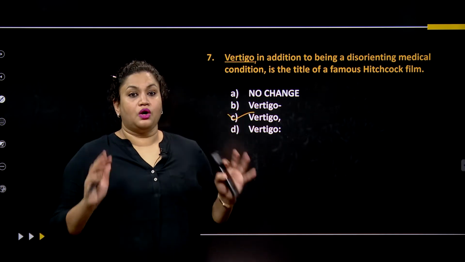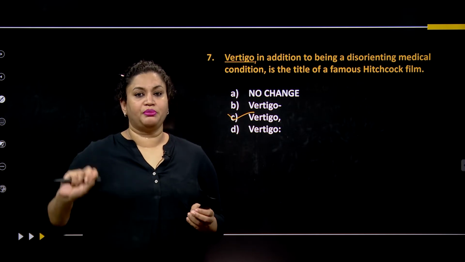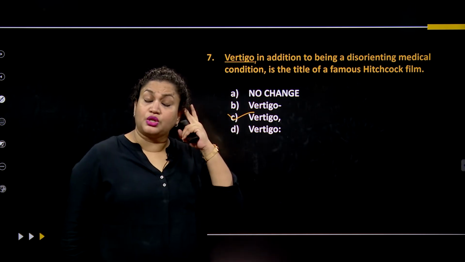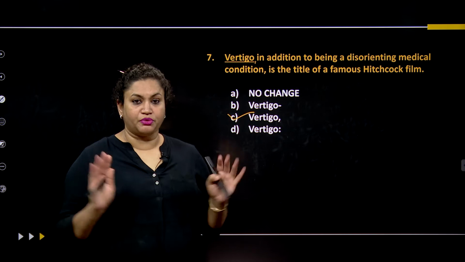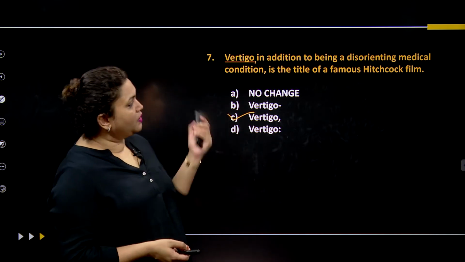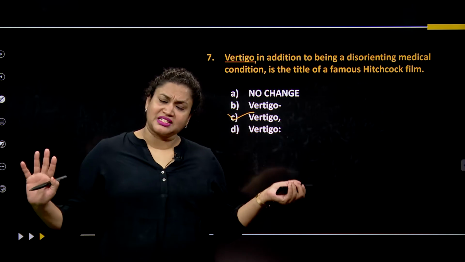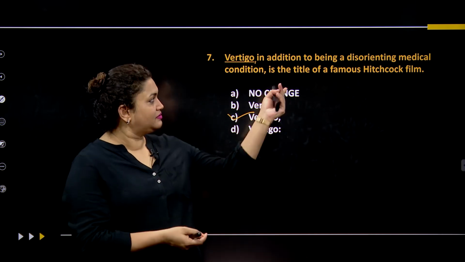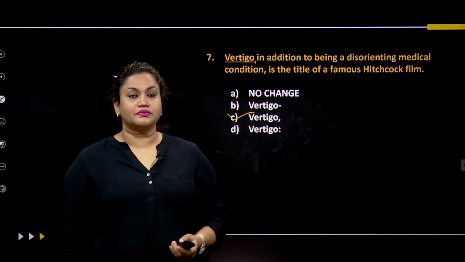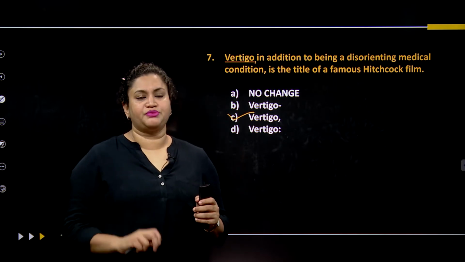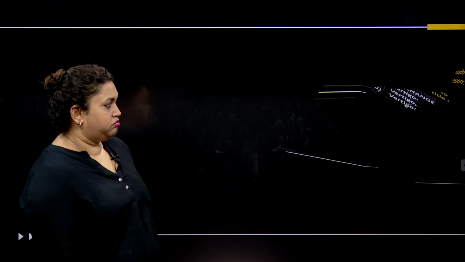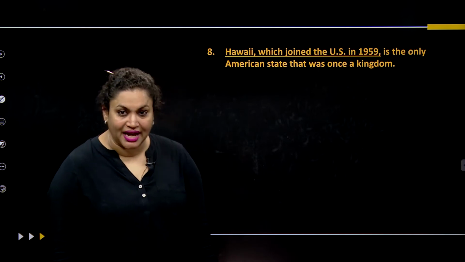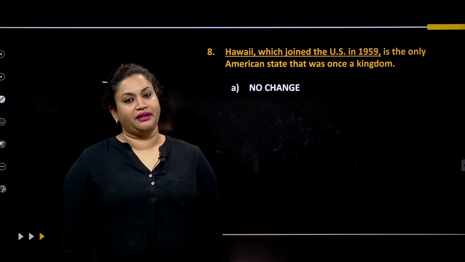Vertigo, comma, in addition to being a disorienting medical condition. Now we are describing the condition vertigo. So therefore, it is an aside and it can be removed. Is the title of a famous Hitchcock movie. Now vertigo is the title of a famous Hitchcock movie. That also makes sense. Even if the aside is not there, it completely makes sense. But still, we will go with this. Having some information about the subject does not harm. Hawaii, which joined the US in 1959, is the only American state that was once a kingdom.